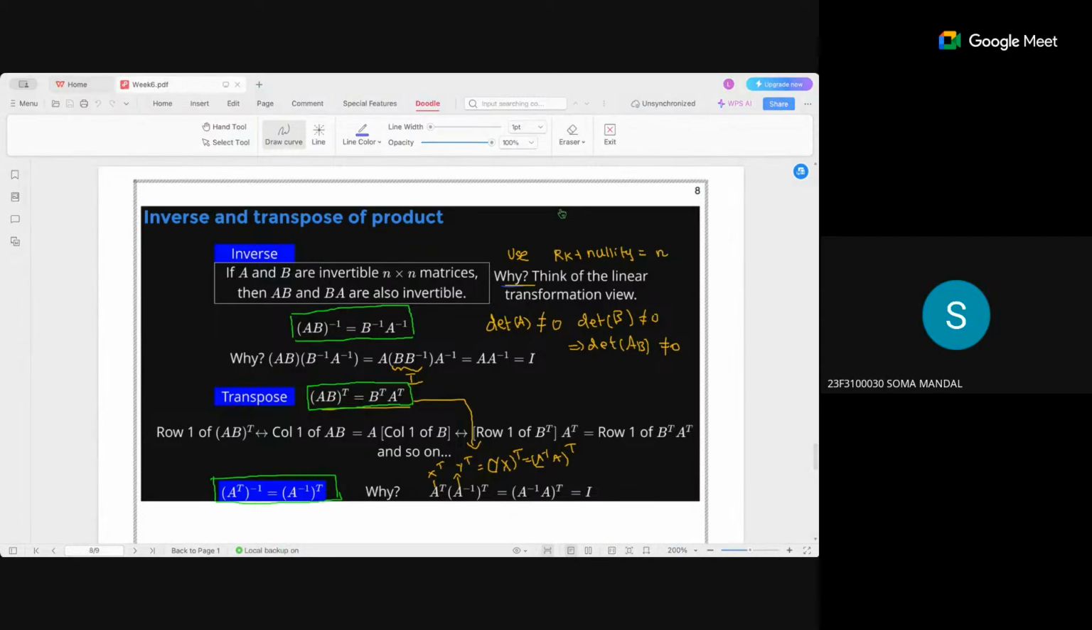We have to prove it with the rank nullity theorem, no, ma'am? You can use the rank nullity theorem. First of all, imagine A and B as linear transformations and then see whether you want to use the rank nullity theorem, or you can come up with some other argument also.